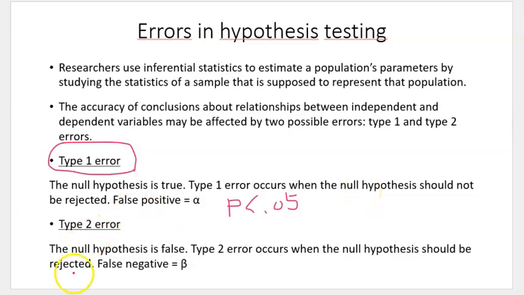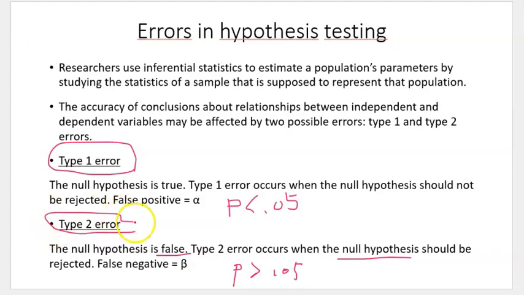Now, type 2 error. The null hypothesis is false. Type 2 error occurs when the null hypothesis should be rejected. So this is when you obtain a p greater than 0.05, and then you accept your null hypothesis, but the null hypothesis is false, meaning that we should not accept the null hypothesis because this result is significant. So we call that a type 2 error.